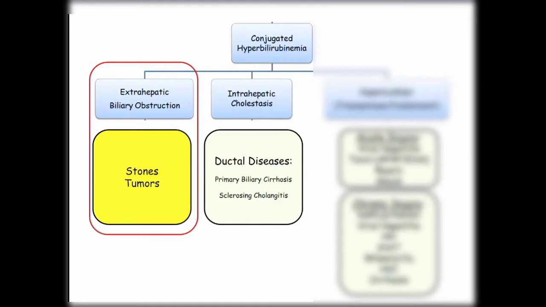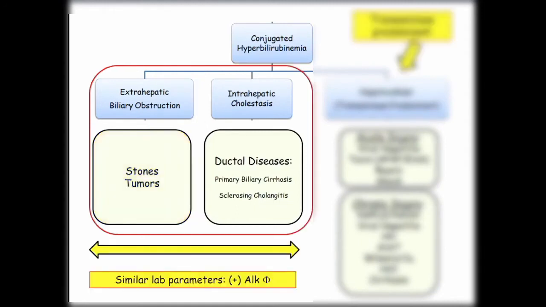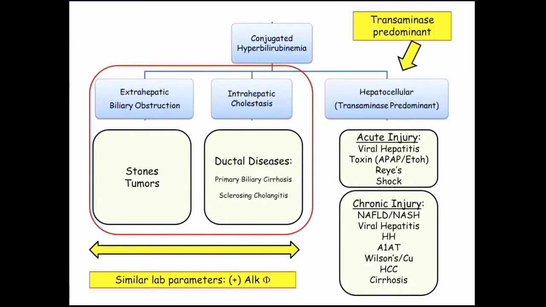And so that puts us in this category here, extrahepatic versus intrahepatic. From the lab point of view, both intrahepatic and extrahepatic kind of behave the same way. Conjugated bilirubin, elevated alk phos, and compare and contrast that with the chronic liver diseases, which are considered transaminase predominant. They may have hyperbilirubinemia, but they also have marked hepatic injury.